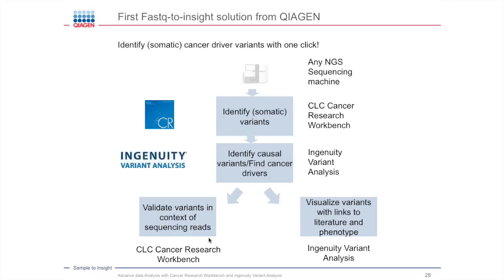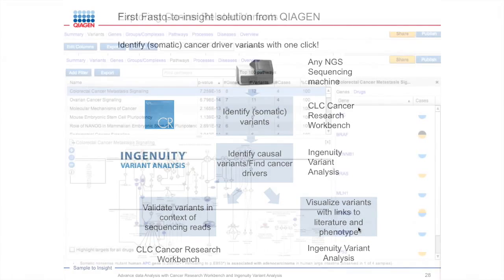So what we talked about today is really the first FASTQ to Insight solution from QIAGEN. I haven't demoed it during this presentation, but you can actually go back and forth between Ingenuity Variant Analysis and the cancer workbench. You could identify a variant and go back into your cancer workbench and say, I want to see the pileup of this. I want to see actually all the data. So you can go back and forth between the workbench and variant analysis to identify the variant, maybe tailor your analysis, and then come back into the cancer workbench.